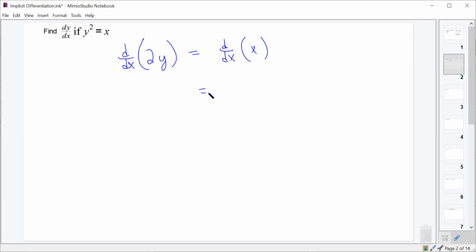And the right-hand side should be quite easy, right? What's the right-hand side's derivative? 1. Oh, why did I write 2y? I meant to write y squared. I don't know why I wrote 2y. There we go. The right-hand side should just be 1. Everybody agree with that? Yeah. Okay. So now what we've got going on here is a derivative with respect to x of y squared.